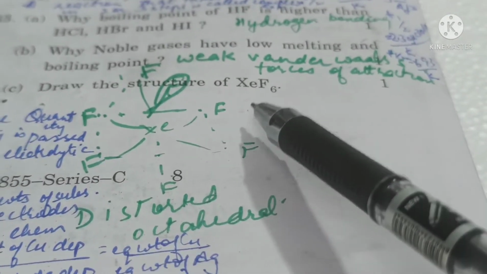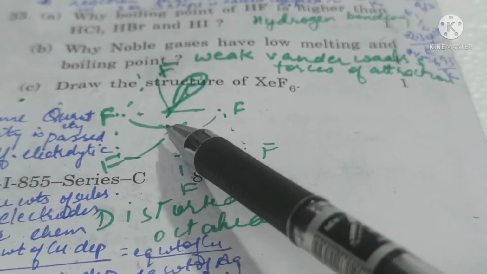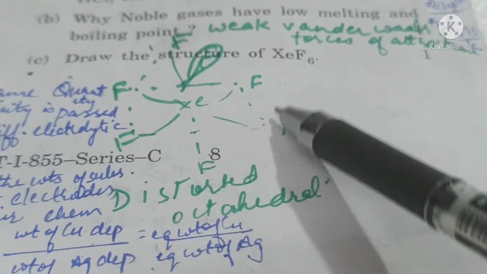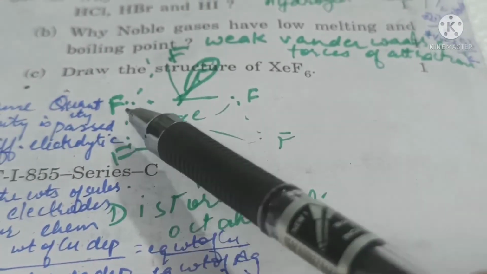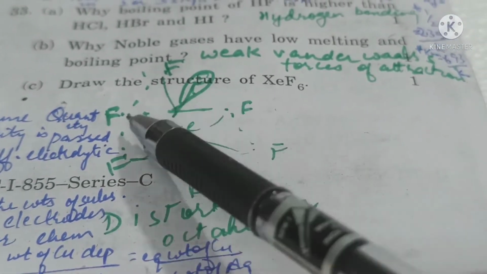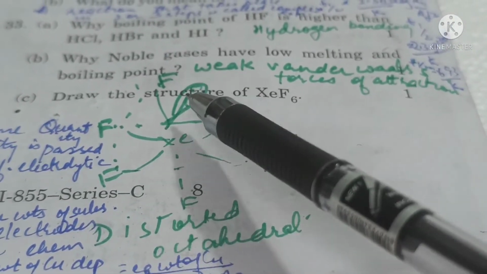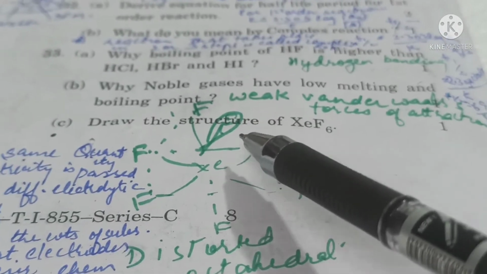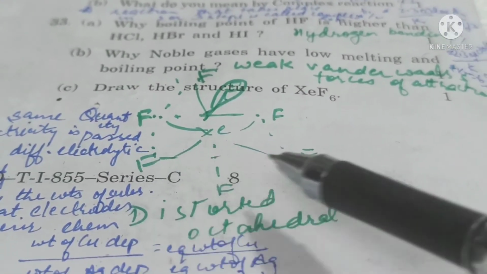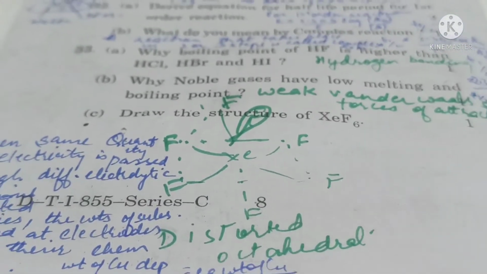Draw the structure of XeF6. It is distorted octahedral. Actually it's pentagonal bipyramidal, but one position is occupied by a lone pair of electrons, so the structure is reduced to distorted octahedral.